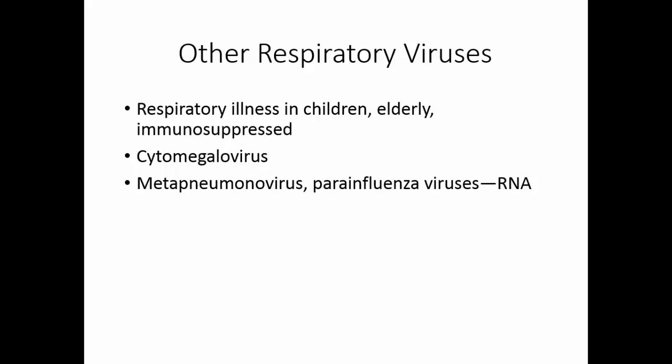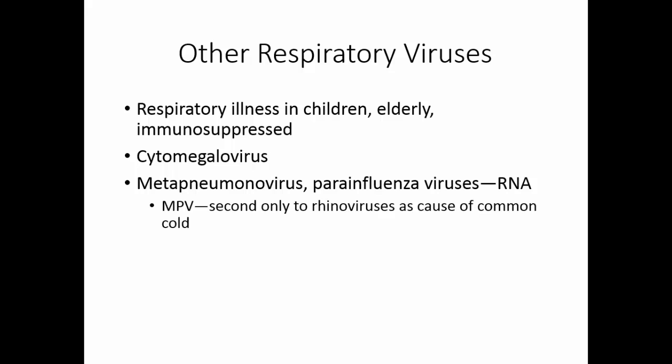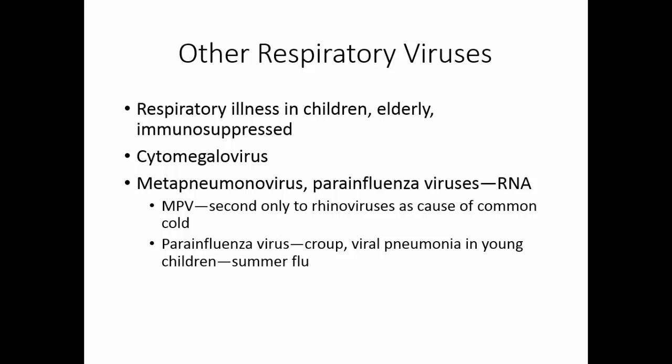The metapneumovirus and the parainfluenza viruses are both RNA viruses. The metapneumovirus is second only to the rhinoviruses as the cause of the common cold. Now, they actually found this virus using DNA and RNA probes, and they've made this statement about how common it is based on finding antibodies in individuals. There are so many people with antibodies to this that they feel that it must be a very common cause of the common cold. The parainfluenza virus can cause croup and viral pneumonia in young children.